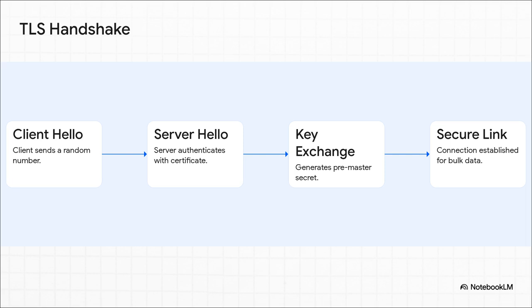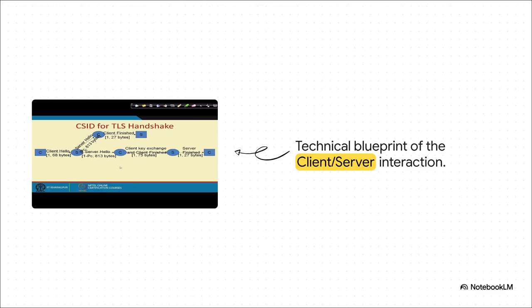Now both sides use those random numbers in the secret to independently generate the exact same symmetric session key. From this point on, they use that shared session key to encrypt all the bulk data. When you look at the technical blueprint of this interaction, you can literally see the bytes of data flying back and forth. Client hello, server hello, the key exchange, and finally the finished messages.